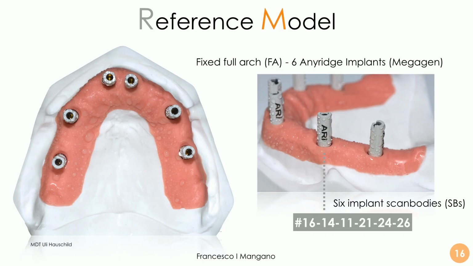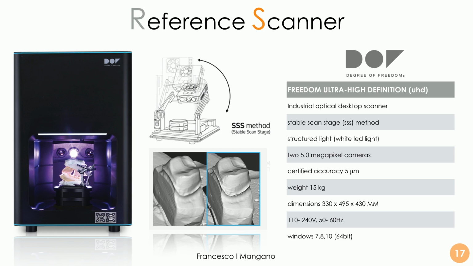This was the reference model prepared for me in the laboratory of master dental technician Uli Hirschild. It was a situation that is quite tricky clinically, a full arch maxilla with 6 implants. The implants were quite parallel to each other. These scan bodies were from the Megagen company. And this model was scanned a few times with a very powerful and certified reference desktop scanner. It's a desktop scanner with a very high accuracy, the DOF.